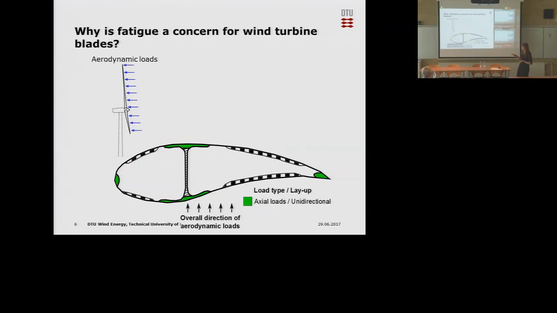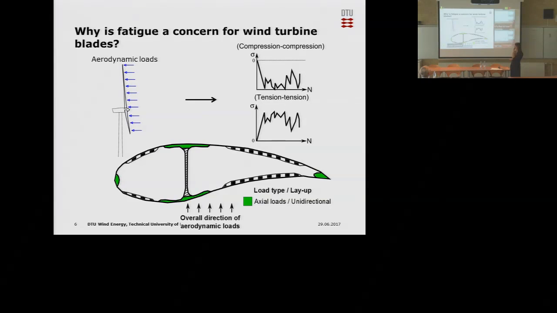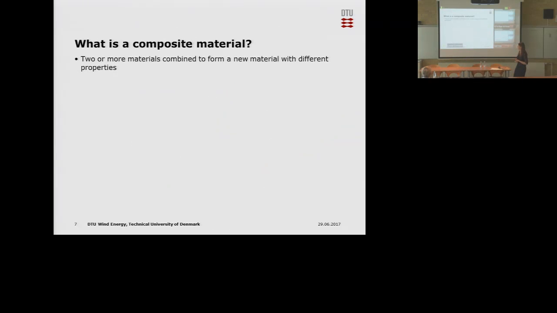If we look at the aerodynamic load, from the wind, that causes flatwise bending, which, depending on which side of the blade, is either compression-compression or tension-tension type of fatigue. So it goes from compressing less or more to pulling less or more, so to speak. And I'm considering this tension-tension part of the fatigue loading.